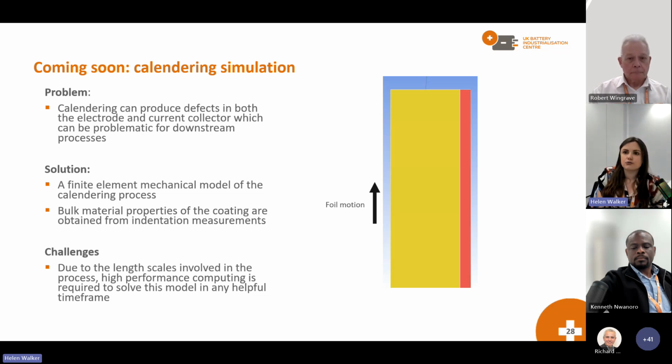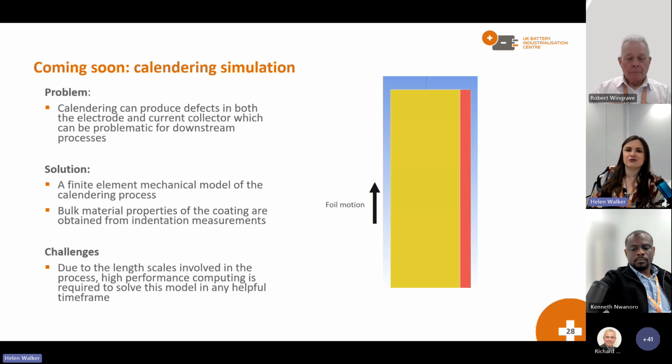I've got a small video here, and what you'll see is the foil is moving from bottom to top of the page, and you'll see the location of where the calendar rolls nip the material and where the defects start to be developed. So the calendars are nipping around about here, and you can see the onset of the wrinkling or the embossing of the foil.